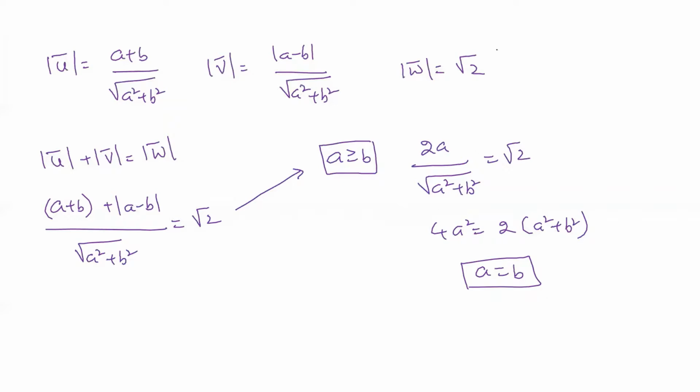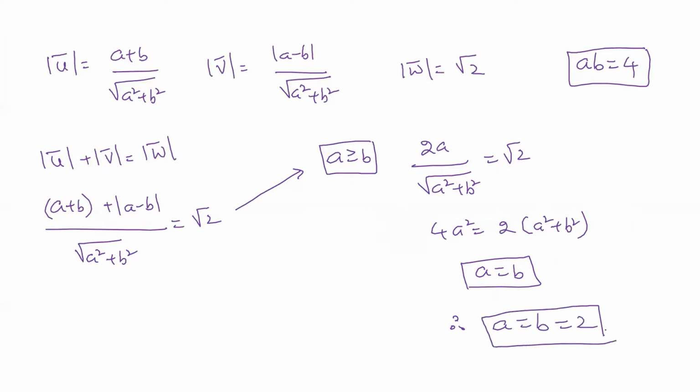So now we have already seen one relation from the area, that is ab equal to 4. So if I use that one here, and we got a equal to b and a into b equal to 4, from there we can directly tell a is going to be equal to b is going to be equal to 2. So that is what we got as the values of a and b.